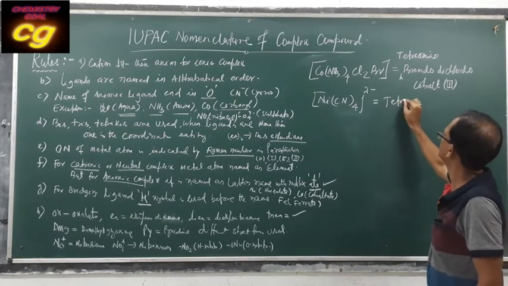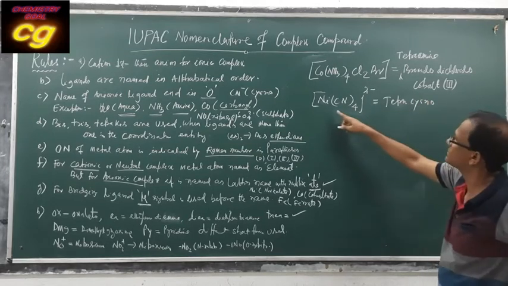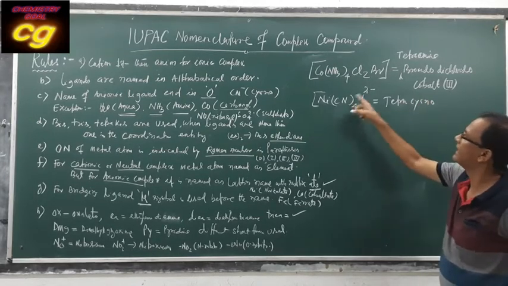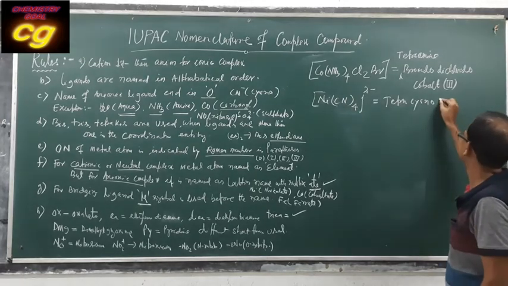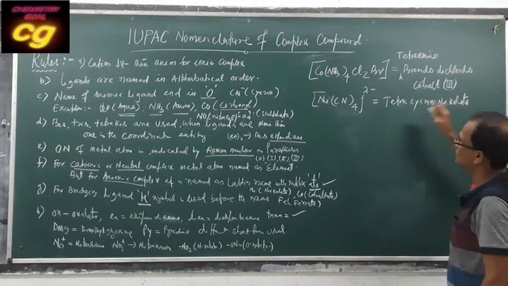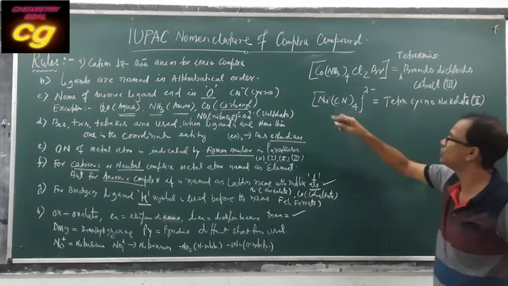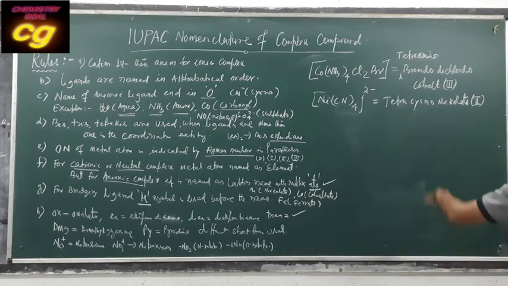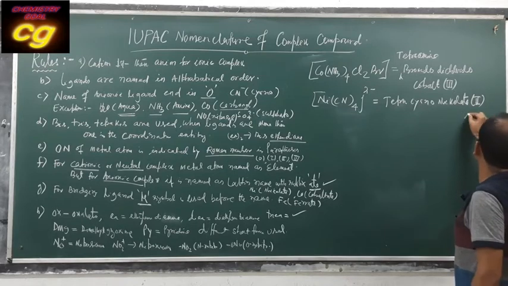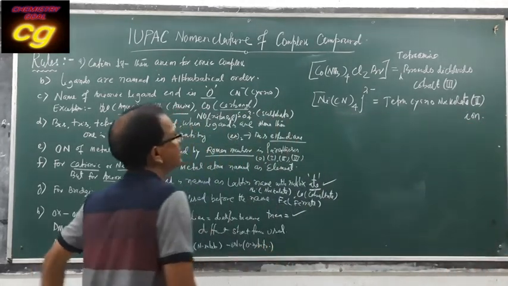So tetracyano, as it is the negative form of nickel, nickelate. Charge is 2. If you calculate the oxidation number, it will be 2. So tetracyanonickelate(II) ion. You can write like this. So this is the complex name.